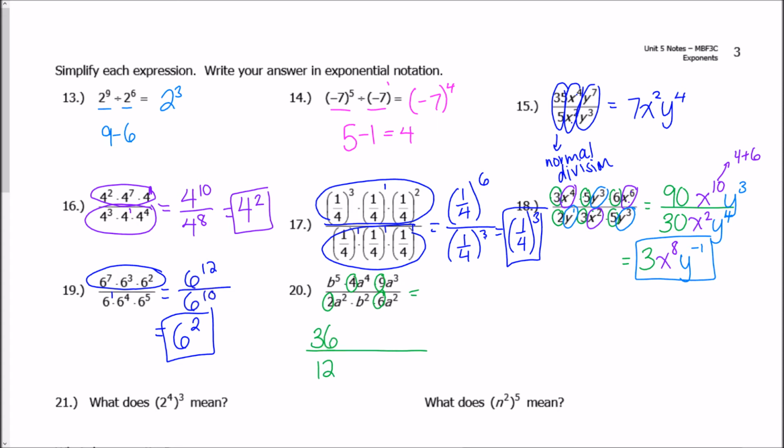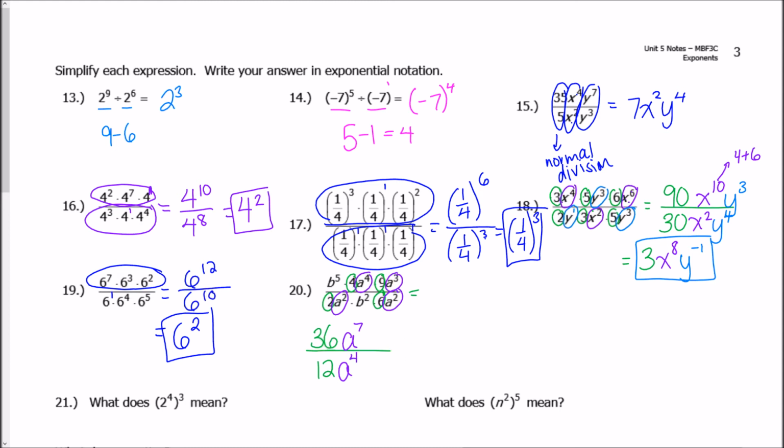Okay? All right, so now the next thing I'm going to do is I'm going to look at my a's, and I'm going to multiply those together. So in my numerator, I've got a to the power of 4 and a to the power of 3. And when I multiply, I need to add my exponents. So I get a to the power of 7. In my denominator, I've got a to the power of 2, a to the power of 2. So when I add my exponents, I get a to the power of 4.